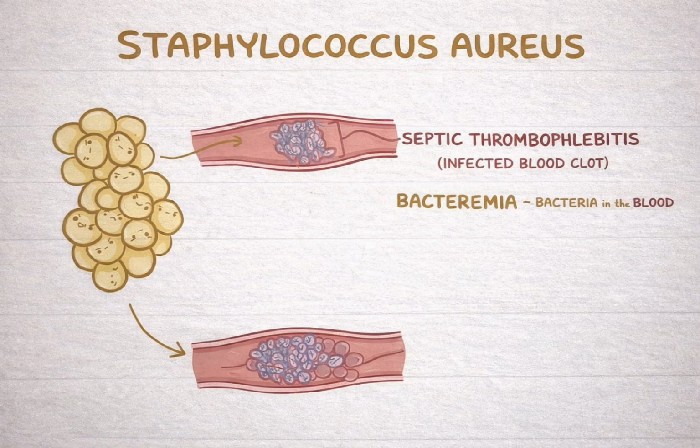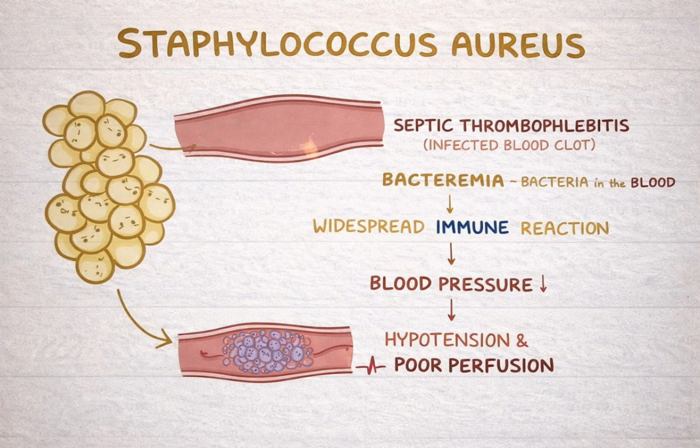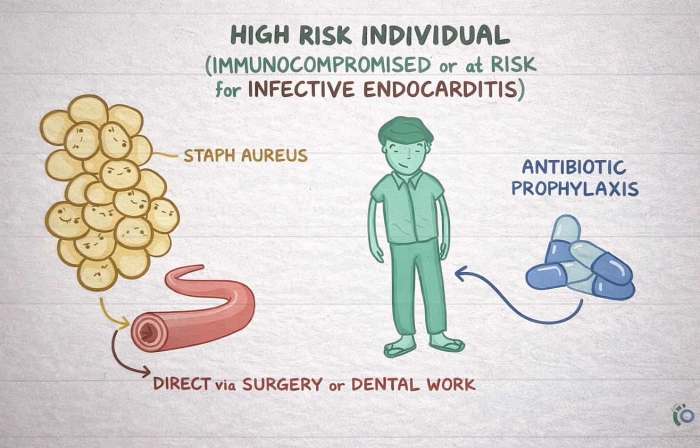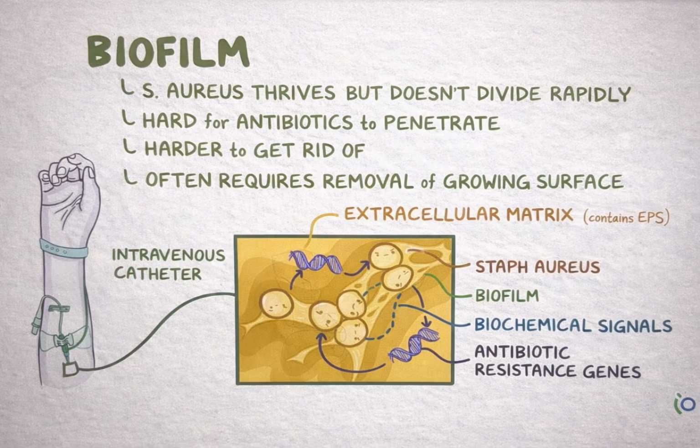Now, if the bacteria gets into the bloodstream, things become much more serious. This is called bacteremia, and it can lead to sepsis, which is a life-threatening condition where the body has an extreme immune response. It can also spread to organs like the lungs, causing pneumonia, the brain, causing meningitis, or the heart valves, causing infective endocarditis. Another important thing to know is that Staphylococcus aureus can form biofilms on medical devices like catheters or artificial joints. These biofilms act like a protective shield, making it really hard for antibiotics to work.